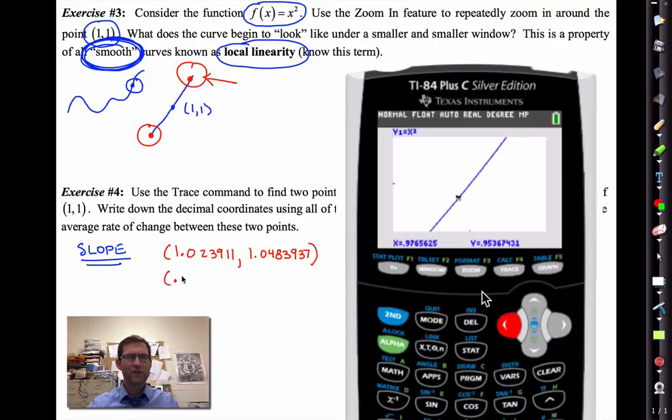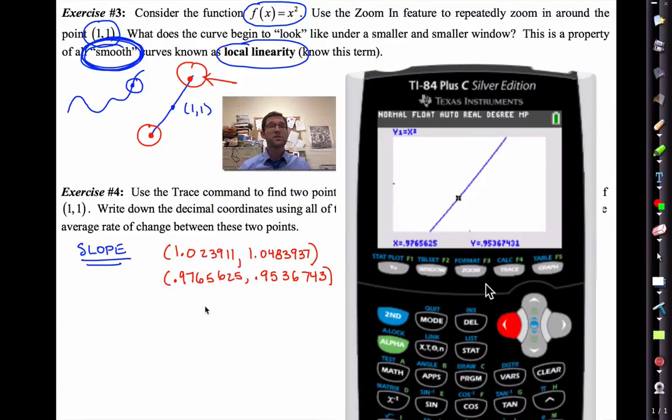A little bit farther away is good, but I'm going to go with 0.9765625 and 0.9536743. Don't round these, it'll really throw off your answer. Now, notice how very, very small delta x and delta y are between these 2 points. They're not 0, but they're both about 3/100ths, so they're small.